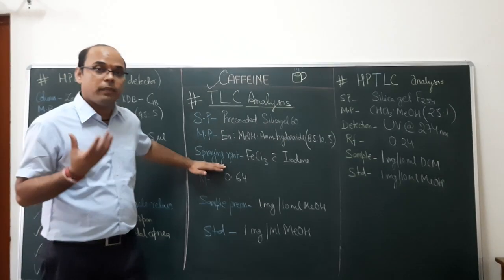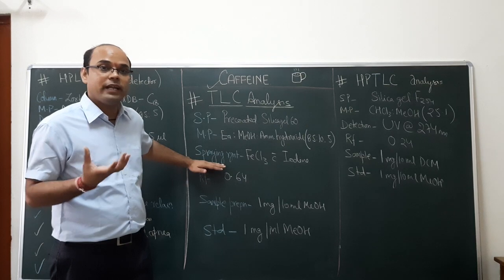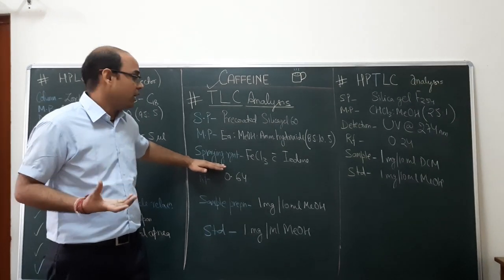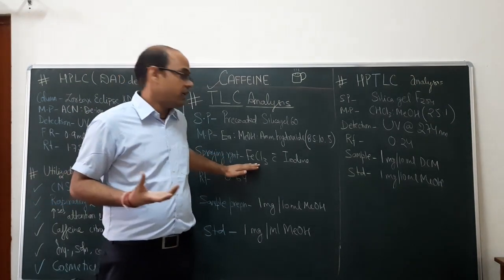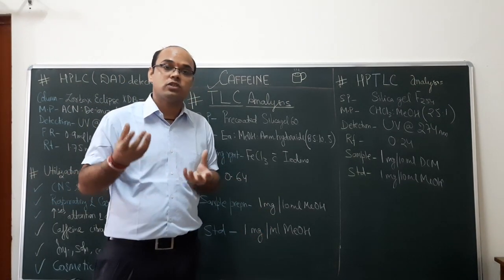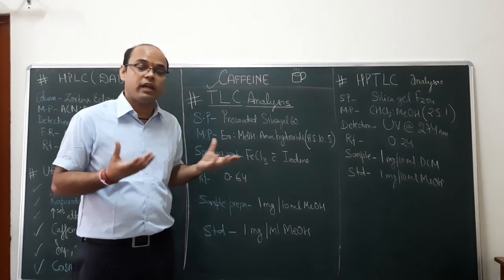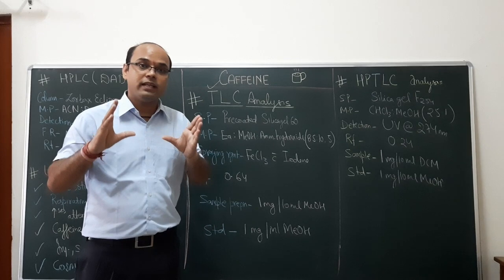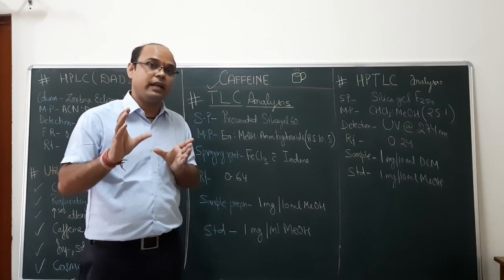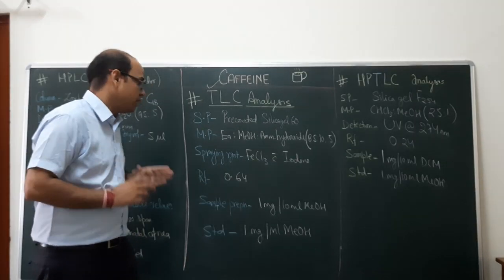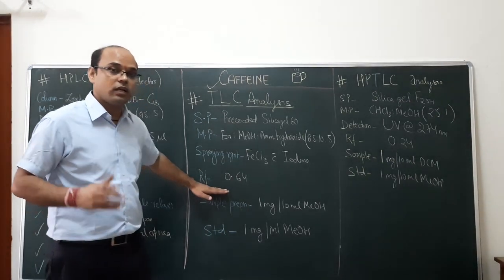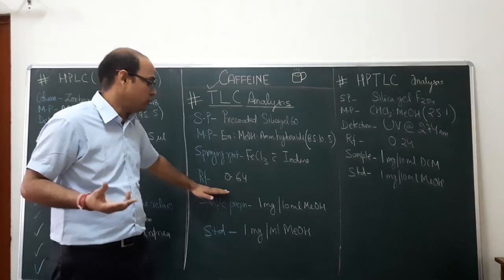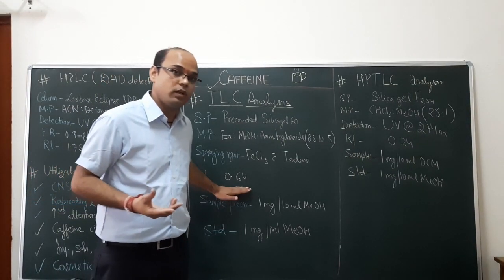After development, the plate was sprayed using derivatizing reagent, or you can say spraying reagent. We have used a solution of ferric chloride and iodine as the derivatizing reagent in order to make the spots of caffeine visible to the naked eye. The RF value was found to be 0.64.